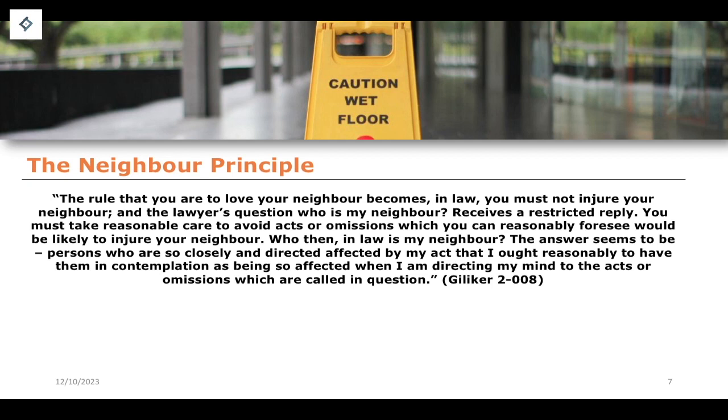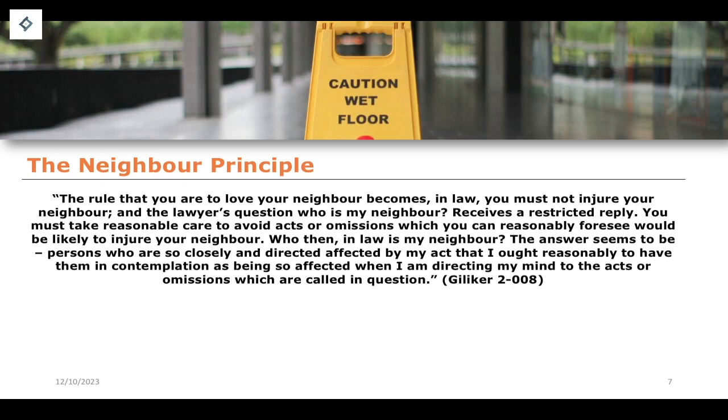They say that the rule that you are to love your neighbour becomes in law, you must not injure your neighbour. And the lawyer's question is, who is my neighbour? Receives a restricted reply. You must take reasonable care to avoid acts or omissions which you can reasonably foresee would be likely to injure your neighbour. Who then in law is my neighbour? The answer seems to be persons who are so closely and directly affected by my act that I ought reasonably to have them in contemplation as being so affected when I am directing my mind to the acts or omissions which are called into question.